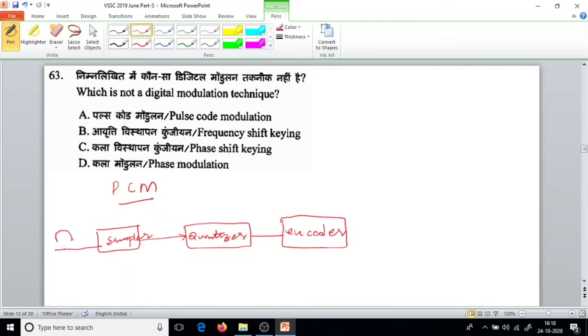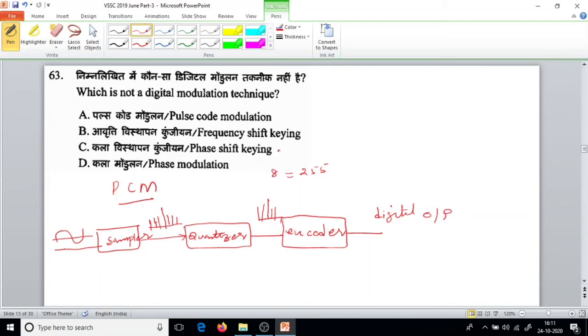So this will be the analog input. The sampler will sample it. We will have many samples like this, many levels, an infinite number of levels. What the quantizer does is, if you are doing 8-bit quantizing, we get a maximum of 255. So it will be limited. It won't have an infinite number of levels. Then the encoder, and we will get a digital output.